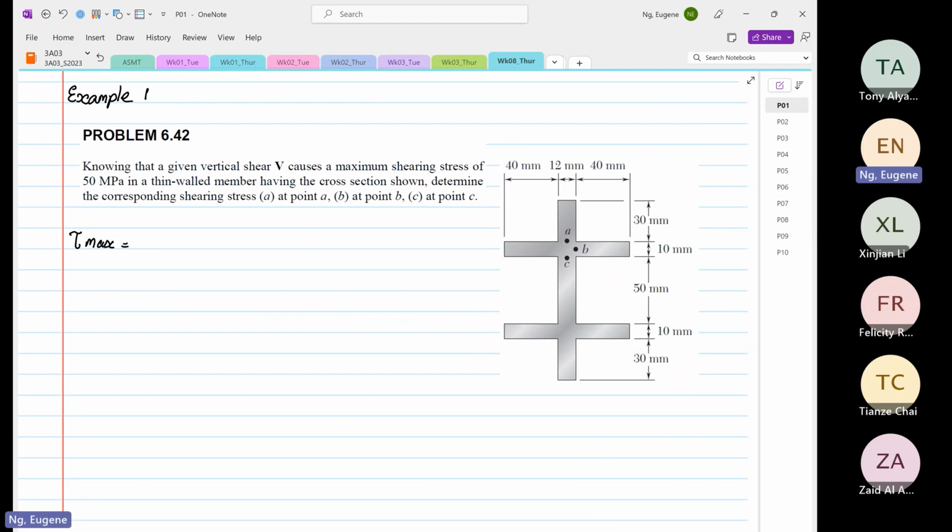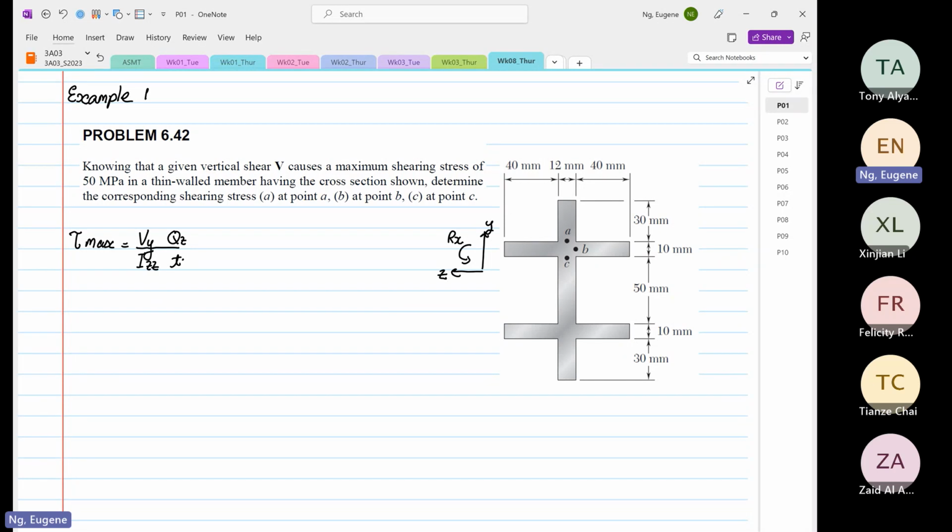So we are given that tau max is equal to VQ over IT, or for this case, I'm going to draw my transformation, Y and Z, rotation X, and we're going to have Vy over Izz, Qz over t. Okay. And we are given that the maximum shear is 50 megapascal.